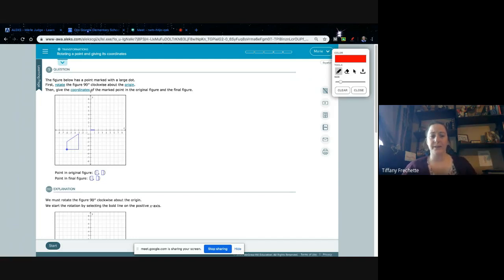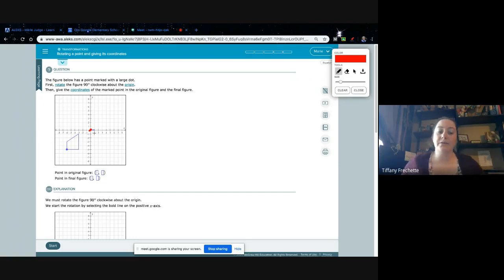So it tells us the figure below has a point marked with a large dot. All right, so we can see the figure, we can see the dot. First, rotate the figure 90 degrees clockwise about the origin. Then give the coordinates of the marked point in the figure below and in the final figure. So first, what's the origin? Well, the origin is just this middle point right here. So this right here is the origin.